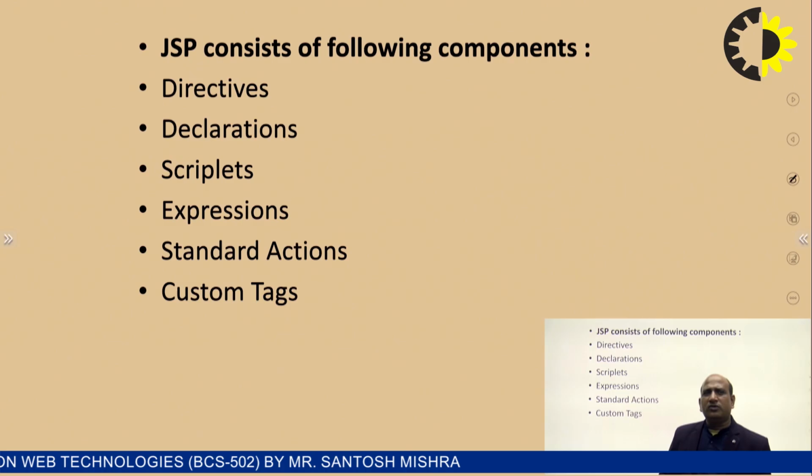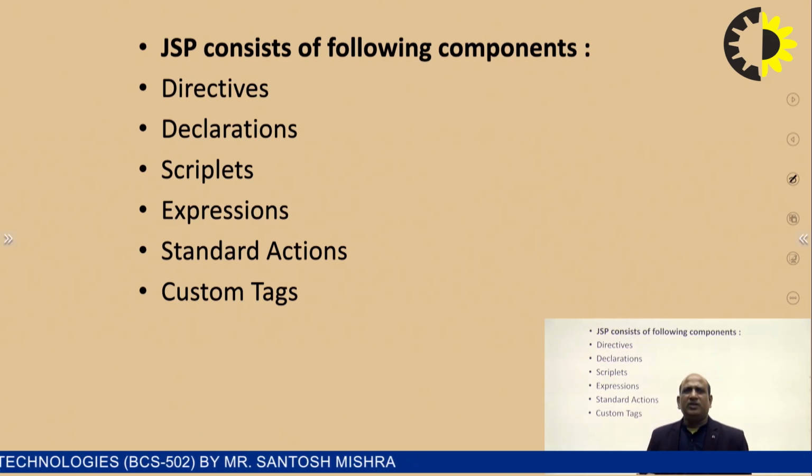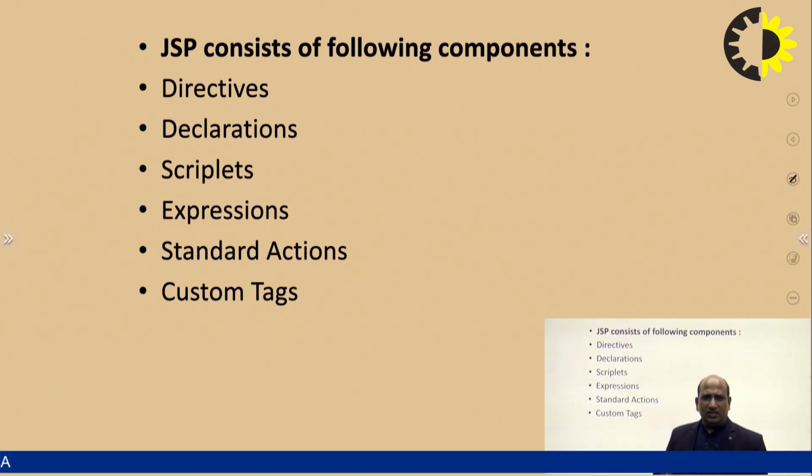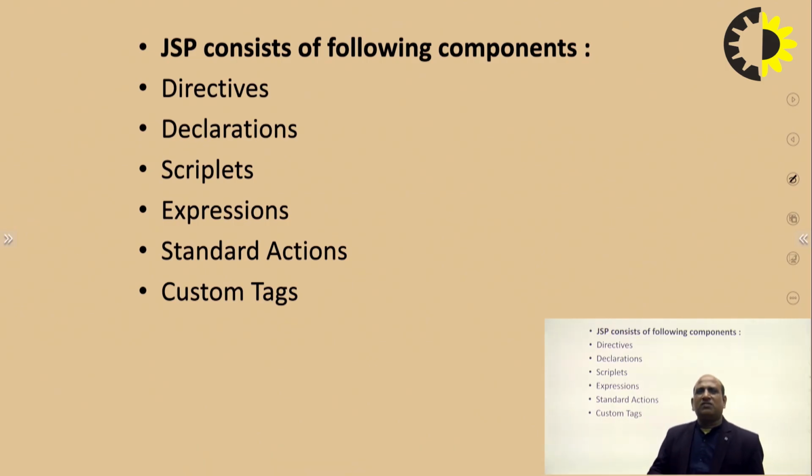In JSP processing, the JSP engine works in two phases. In the first phase, it translates your JSP page into an equivalent servlet, and in the second phase, that equivalent servlet is compiled and executed to serve the client request. So this is JSP processing. Now let us move ahead.